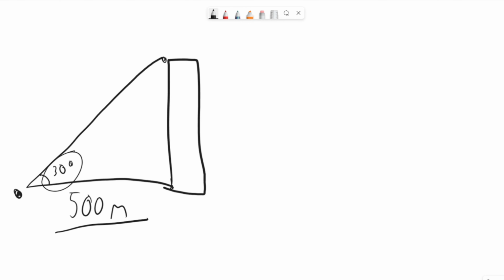Well, from this angle here, we need to realize that 500 meters down here would be the adjacent, as it is not the hypotenuse and is not the one opposite to it. So whatever we end up using, it needs to involve adjacent. Now, we're also trying to solve for the other leg of the triangle, or the opposite from 30 degrees. So we need something that has opposite and that has adjacent.